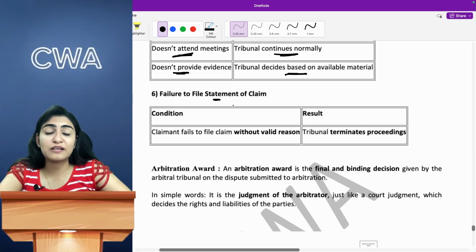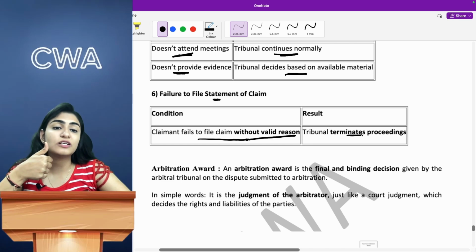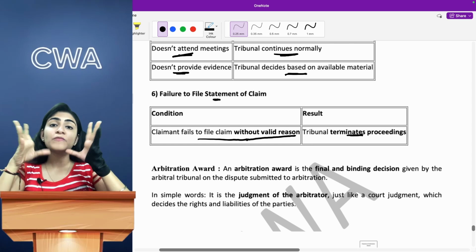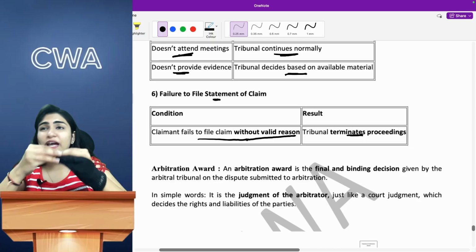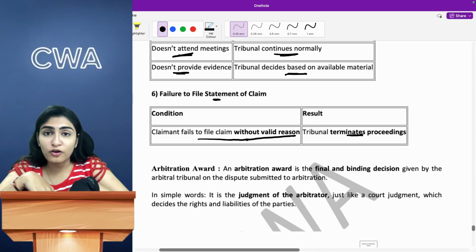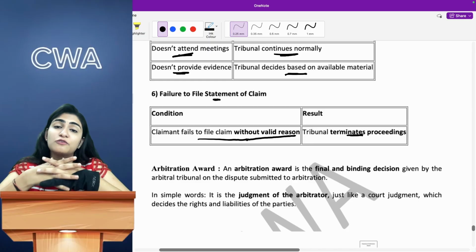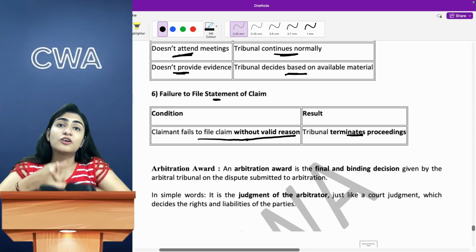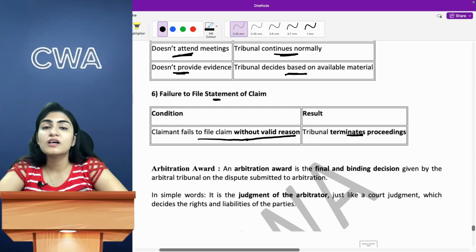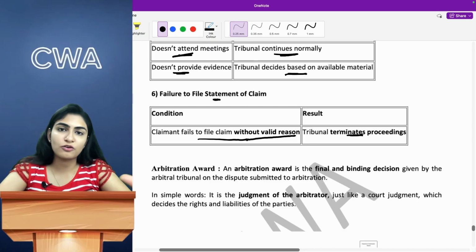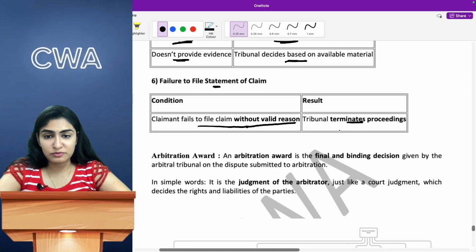Failure to file a statement of claim, meaning the claimant fails to file a claim without a valid reason, the tribunal terminates the proceeding. Let's say Mr. X and Mr. Y have started the proceedings, but they are not able to give any document. Both the parties are not coming to the proceedings. They are not giving any documentation. They are not giving any valid reason for their dispute. In that case, the tribunal will stop the proceeding and say that we are not going to take this any further because apparently there is no dispute.